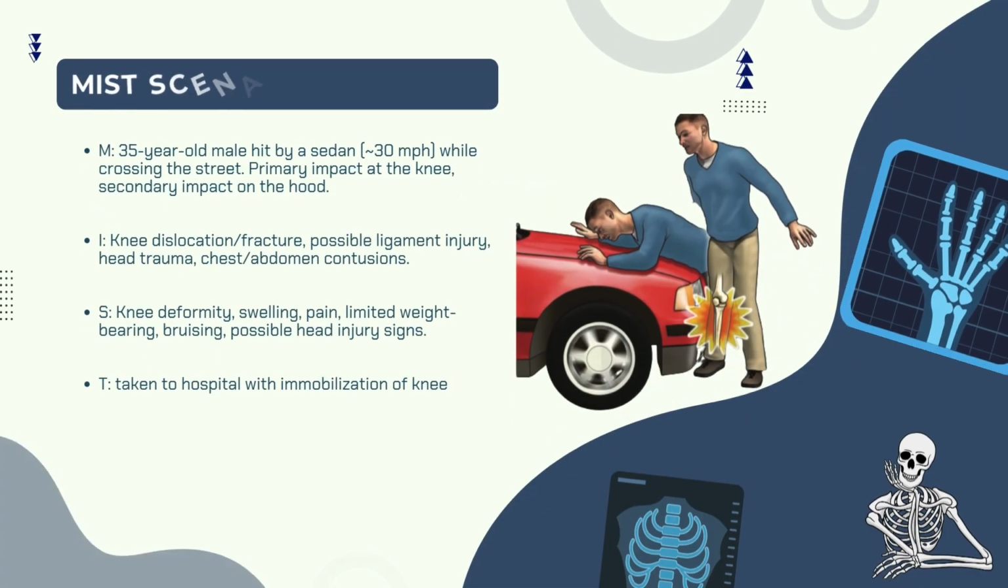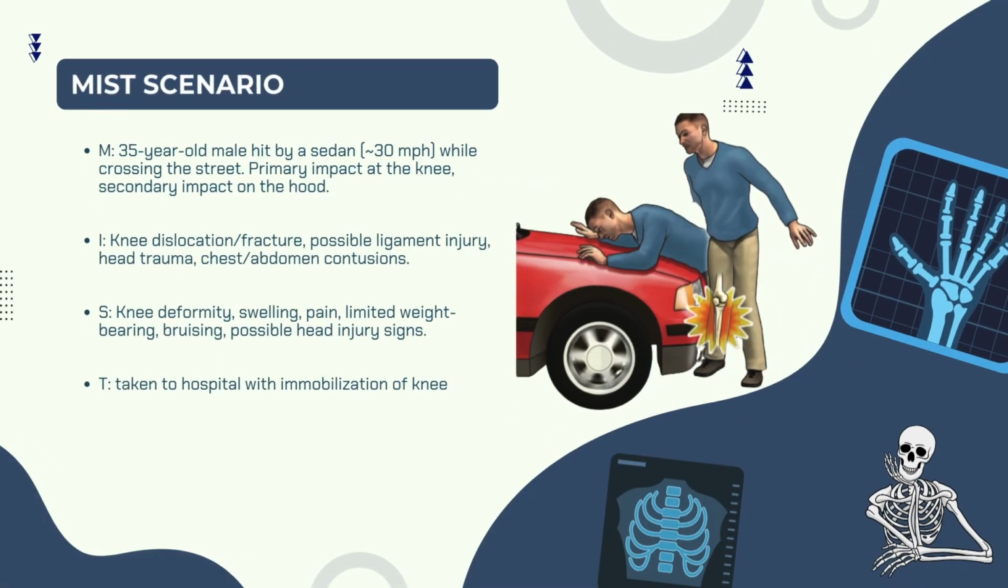Let's see a mixed scenario where the mechanism of injury is a 35-year-old male hit by a sedan moving at 30 miles per hour while he was crossing the road. The primary impact is at the knee and the secondary impact is head over the hood. Injuries sustained might be knee dislocation or fracture, possible ligament injury, head trauma, or chest and abdominal contusions as well. Signs and symptoms are knee deformity, swelling, pain, limited weight bearing and bruising, possibly head injury signs also. Treatment given was immobilization of the knee and he was taken to hospital. Let's see what injuries are possible and how to treat this patient when he comes to the hospital.